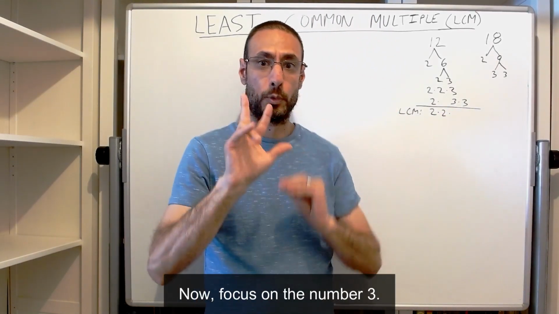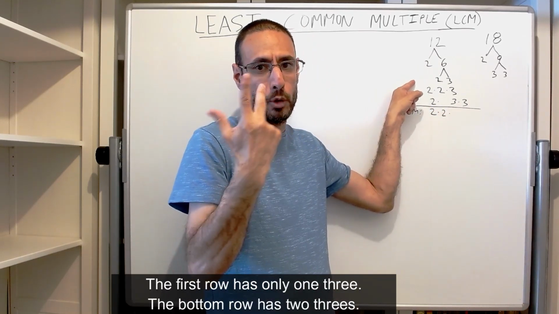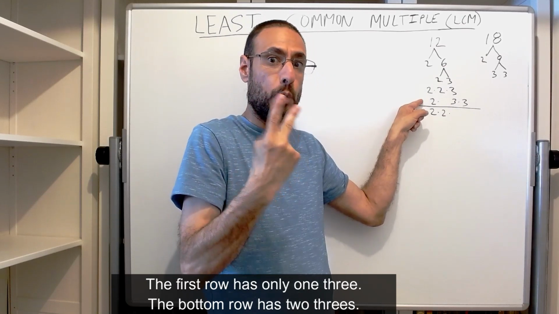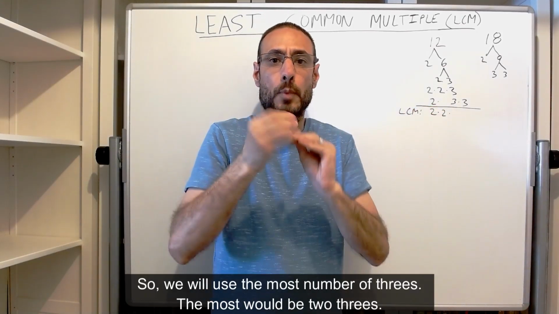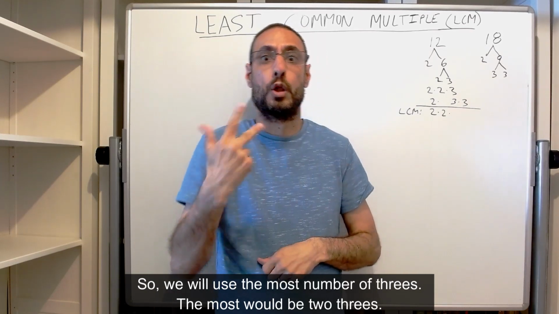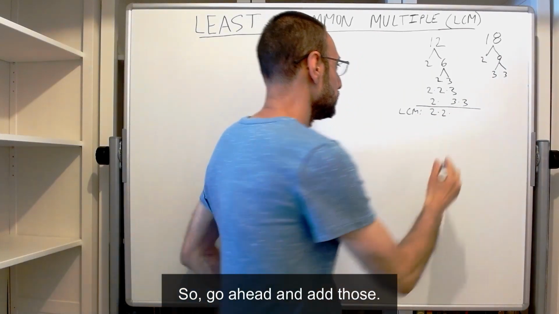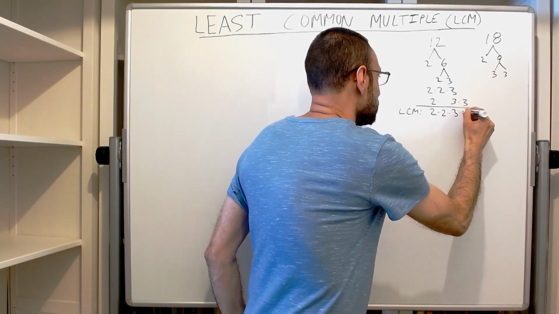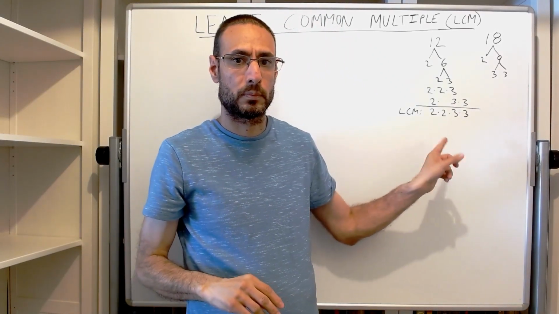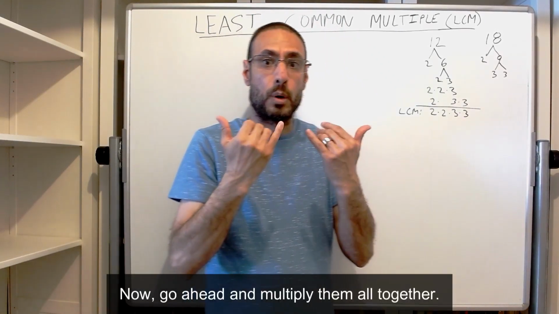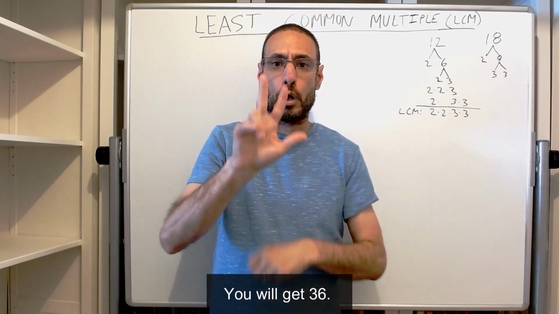Now, focus on the number 3. The first row has only one 3. The bottom row has two 3's. So, we will use the most number of 3's. The most would be two 3's. So, go ahead and add those. Now, multiply them all together. You will get 36.